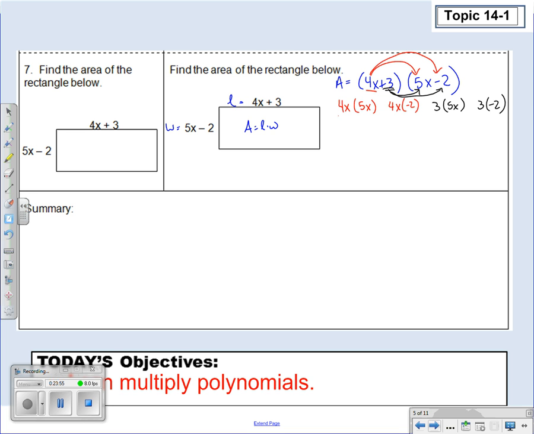Let's multiply out. We have 4 times 5 times x, so this is 20x squared. We have a positive 4 times a negative 2 times x. This would be a negative 8x. Positive 3 times a positive 5x gives us a positive 15x. And then 3 times a negative 2 is a negative 6. Combine the terms in the middle. We have 20x squared. Negative 8x plus a positive 15x gives us a positive 7x and a minus 6.